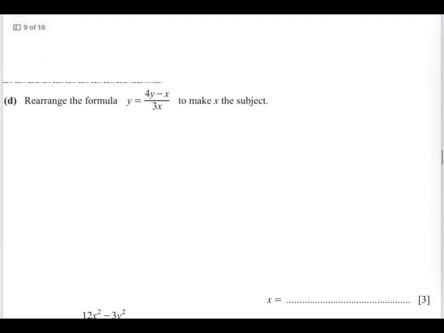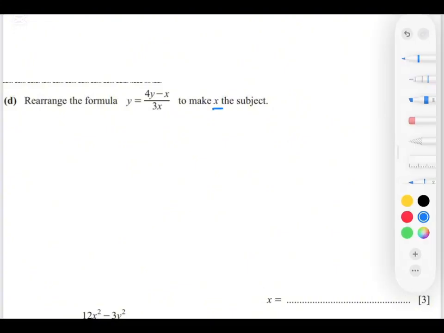Now in this question, rearrange the formula y is equal to 4y minus x divided by 3x to make x the subject. So right now I have to make x the subject. So what can I do right now? I have only one choice. The 3x is dividing, so I will move it to this side and it will multiply. This will become 3xy is equal to 4y minus x.